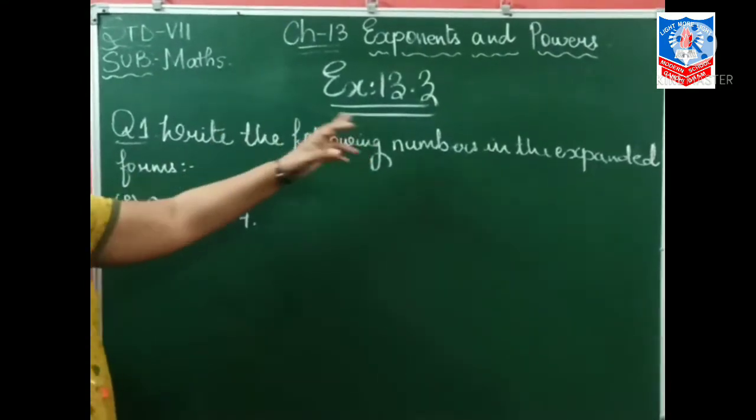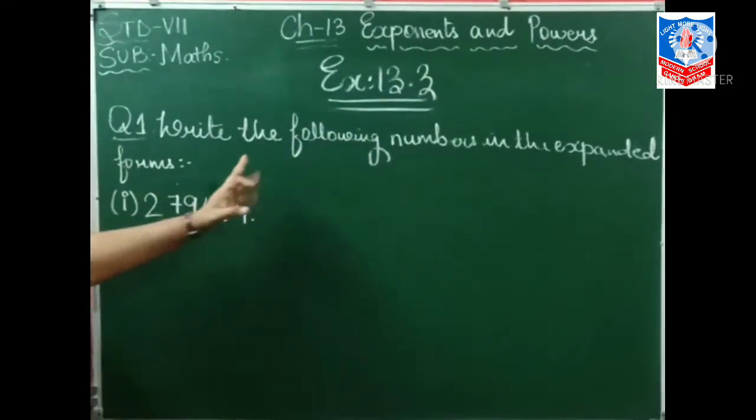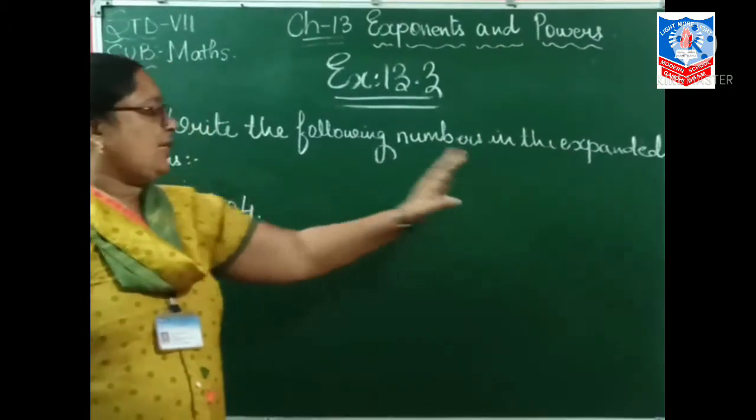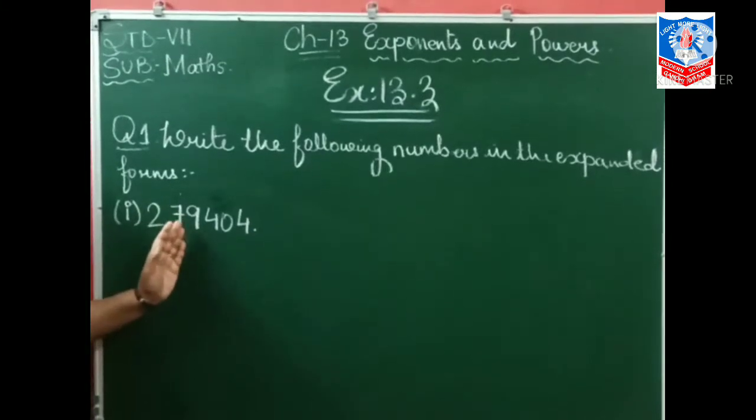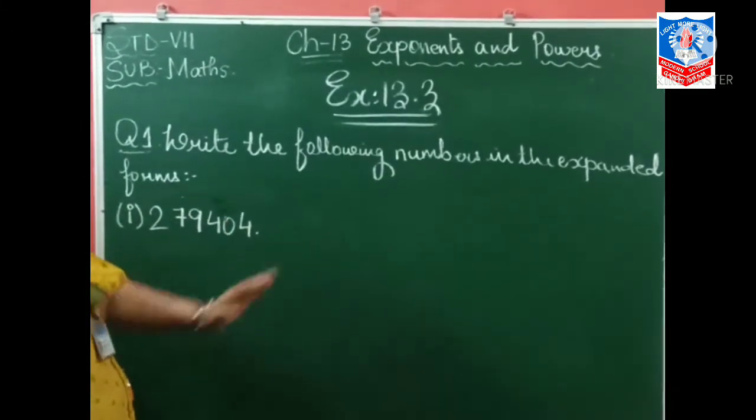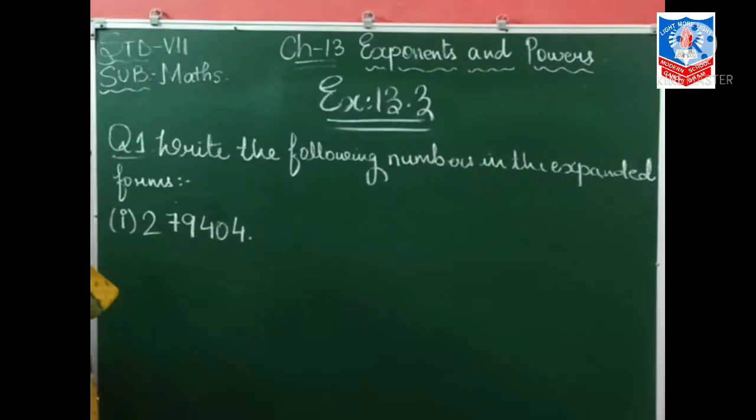Exercise 13.3, question number 1. Write the following numbers in the expanded forms. First is 2,79,404. You already know how to expand a number.